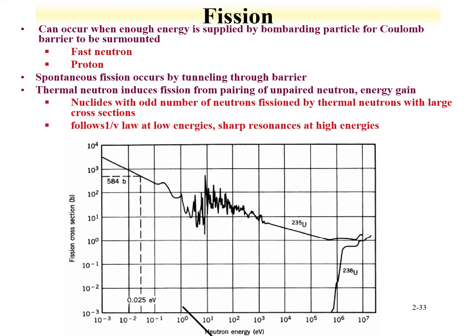So nuclides with an odd number of neutrons can be fissioned by thermal neutrons with large cross-sections, as is shown here for uranium-235, where we see the fission cross-section high at low energies. And this follows a 1 over v law for low energies. And these sharp resonances that we see in the middle, between 1 times 10 to the first and 1 times 10 to the second eV, those are called resonance energies. Those are the high resonance peaks for, in this case, the fission of uranium-235.